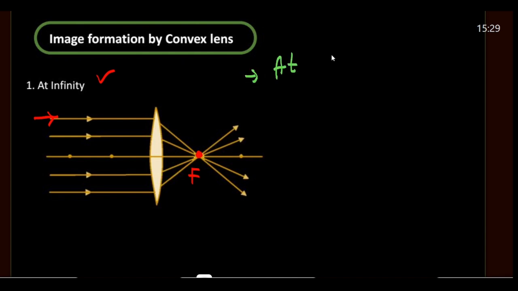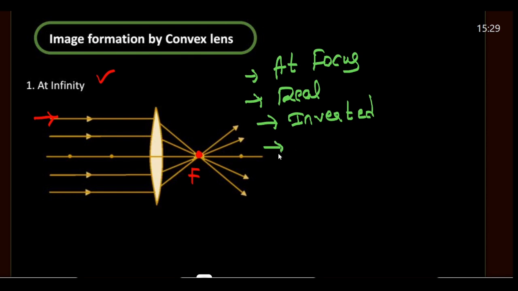Image at focus, and now the characteristics. These refracted rays are directly converging at one point, right? So we are getting a real image, and a real image is always inverted, right? Also if you observe the diagram, you can see the image is point sized, so we can consider it highly diminished. Got it? So these are the characteristics of the image formed by the convex lens when we place the object at infinity in front of the lens.